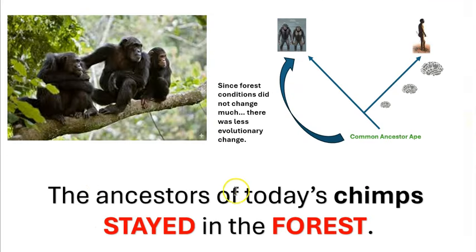So the ancestors of today's chimps stayed in the forests. And since forest conditions did not change much, there was less evolutionary change. So this would be an explanation for why we think that the common ancestor species resembles the chimps more than it did the modern humans. Because the ancestors were living in the forest, and the forest conditions haven't changed much, you wouldn't expect as much natural selection altering the species over time.